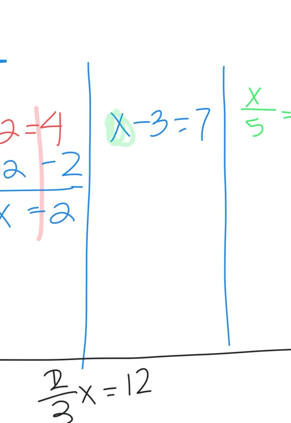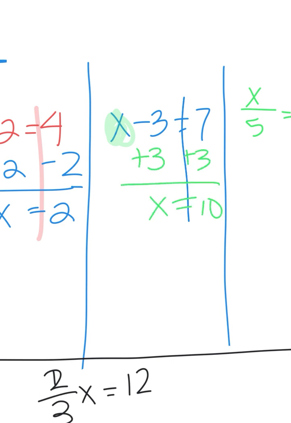I'm going to highlight my variable. I'm drawing my line down the equal sign. I see that it's being paired with a negative 3. To undo a negative 3, I'm going to add 3, and x equals 10. So to undo subtract, I'm going to add. Circle your variable and see what's on the same side of it and undo it.